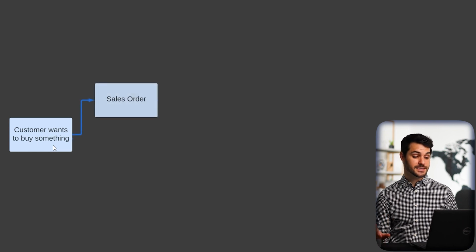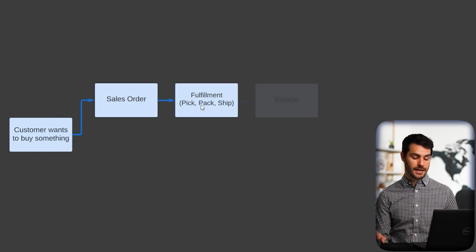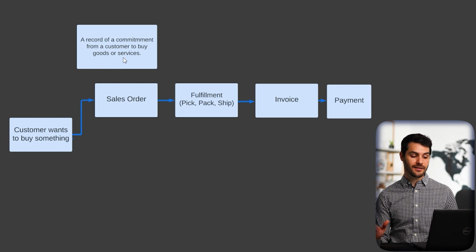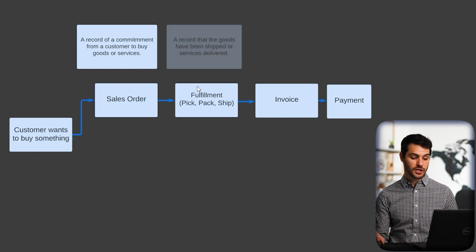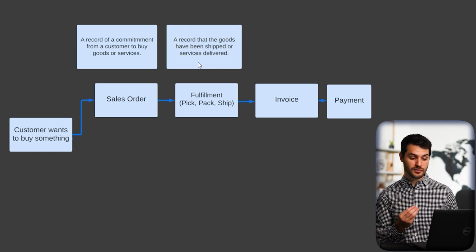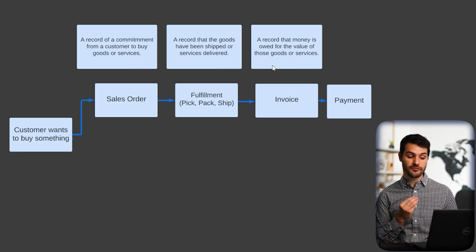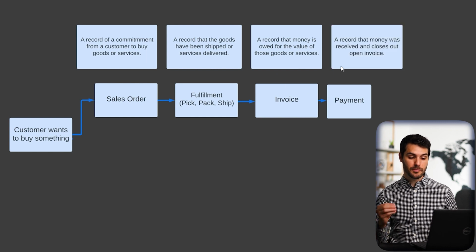And the most common is a sales order is made, which is then fulfilled, an invoice goes to the customer, and then a payment is made. Now, these are all records in NetSuite, but what do these things actually mean? Well, first off, a sales order is a record of a commitment from a customer to buy goods or services. From that point, it goes on to a fulfillment. So there's a record that the goods have been shipped or the services have been delivered. And then an invoice is generated, which is a record that money is owed for the value of those goods or services. And lastly, a record is made of the money that was received, and it closes out any open invoices.